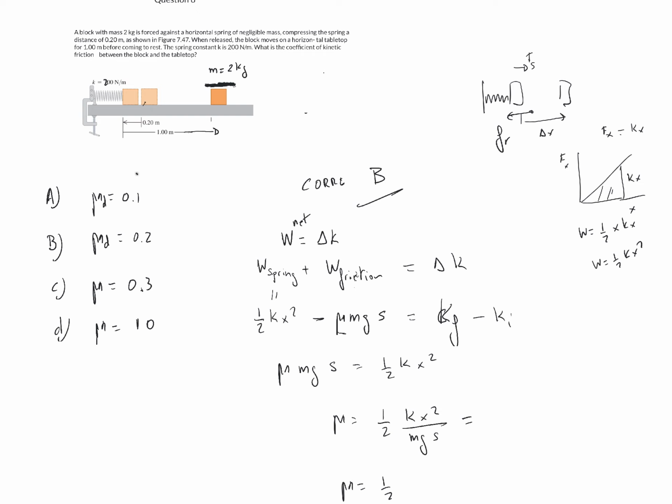squared divided by mgs. If you plug in numbers, it will be 1/2, 200, times the compression squared, which is 0.2, or 2 divided by 10, squared, divided by mg. The m is 2 kilograms, the g is, let's say, 10, and the s is 1 meter.